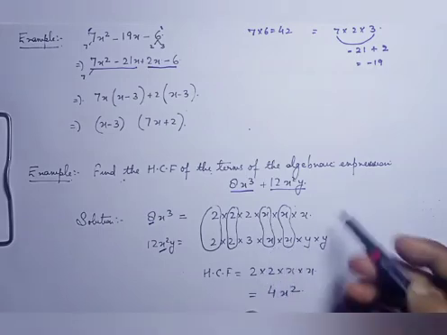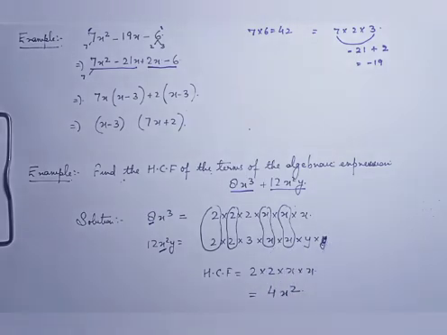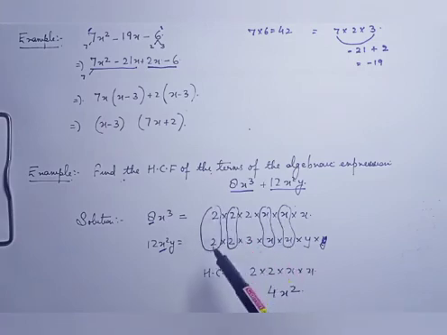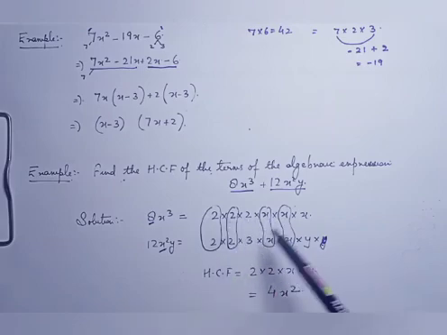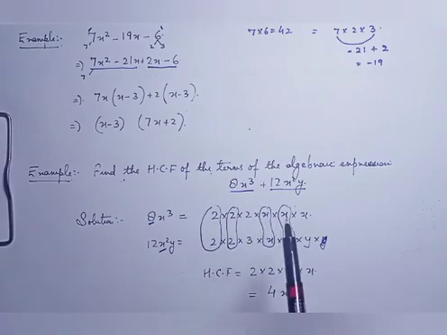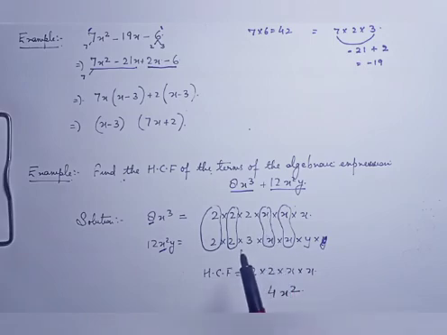The next thing that we are going to do is take out the common numerical coefficient as well as variable from both the terms. So over here 2 is common, 2 is common, x is common and x is common. So the GCF of 8x cubed plus 12x square y is 2 into 2 into x into x, that is 4x square. I hope all the three examples are very clear to everyone.